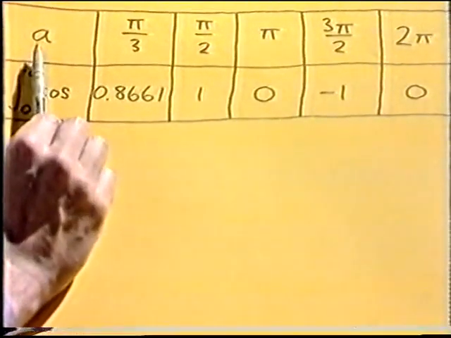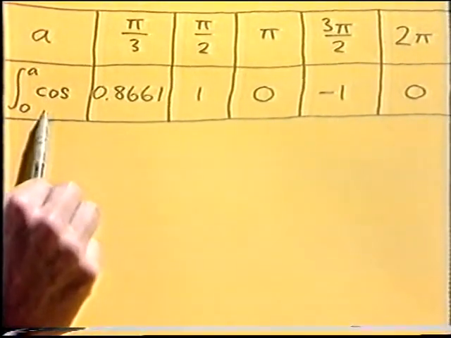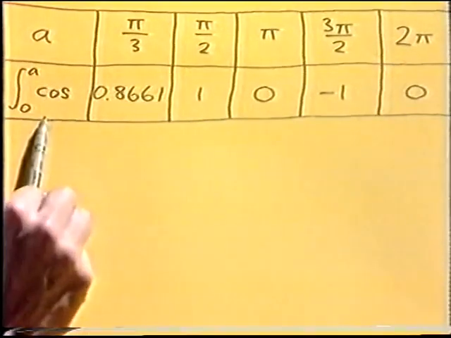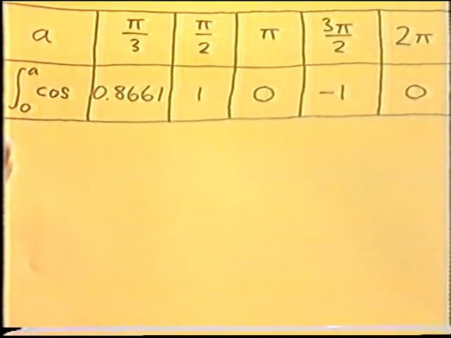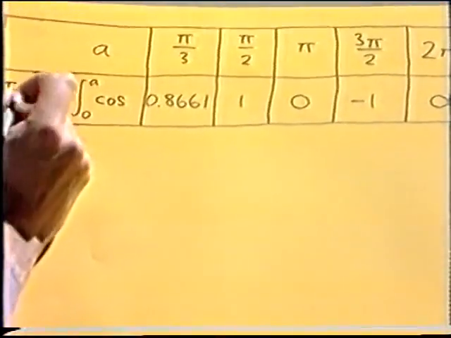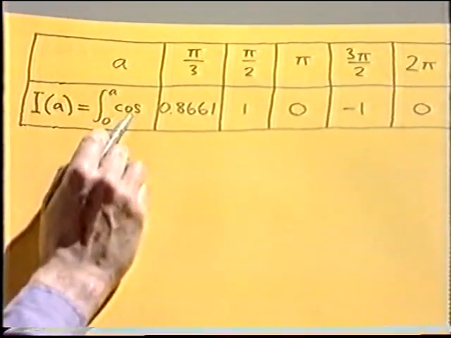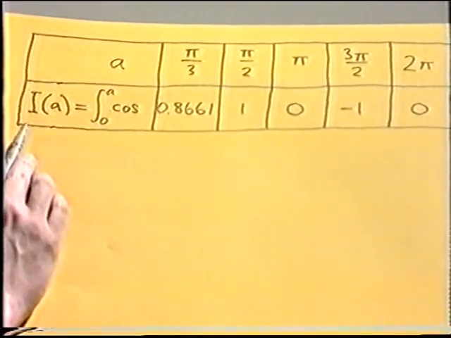Here we've got some values of a, with corresponding values for the integral of cos from 0 to a. It looks as if this is a function, and indeed it is. It comes from taking the integral from 0, so I'll call it I. So we've got I of a equals the integral of cos from 0 to a, and I is the integral from 0 function. Well, one of the first things I'd like to do is to see what the function looks like.